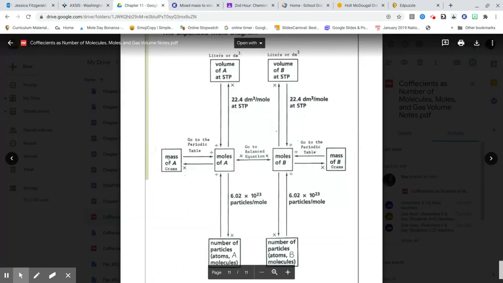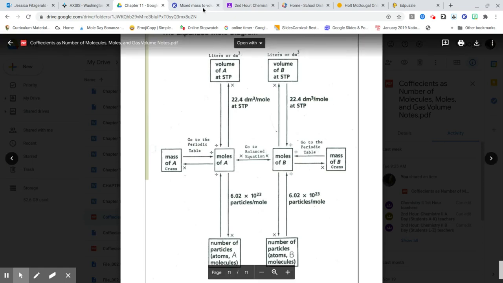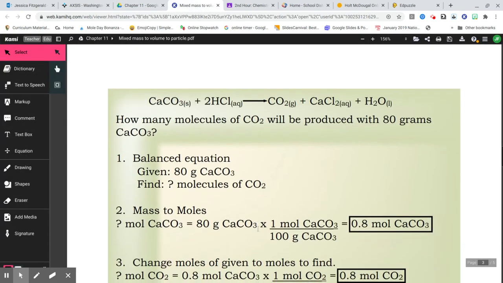So we're going to go mass of A to moles of A, moles of A to moles of B. This is what's different, our last step. We're going to go moles of B to number of particles or atoms or formula units, and we use Avogadro's number. That's what's going to be different with this example. So I'm going to go a little faster.